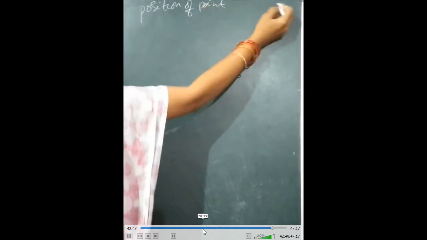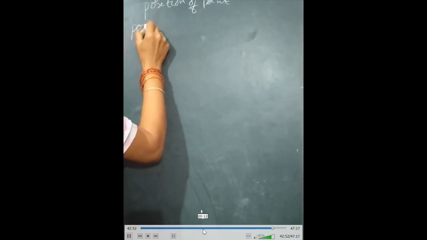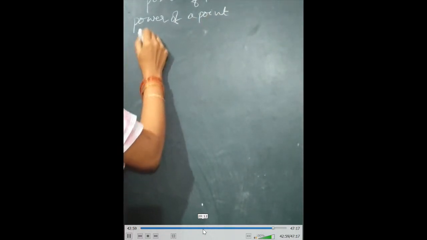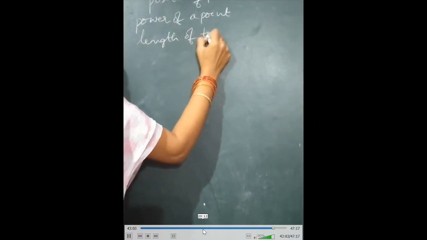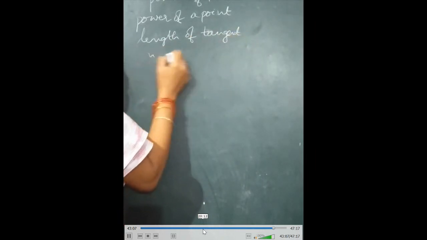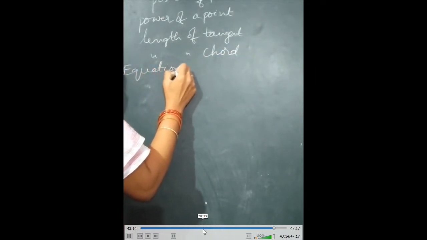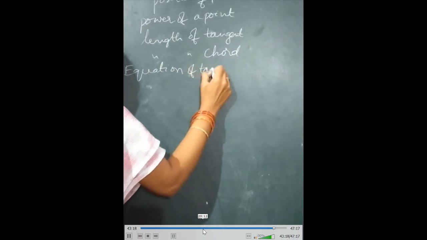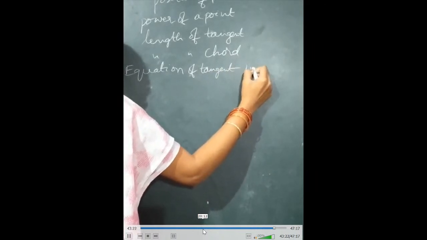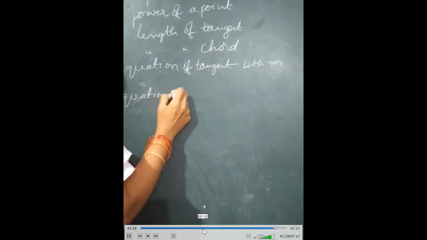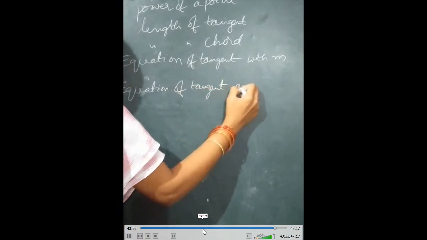Once again I repeat: position of the point with respect to the circle and power of a point, length of the tangent, length of the chord, and equation of tangent, slope form with the slope M, and equation of tangent at point P.